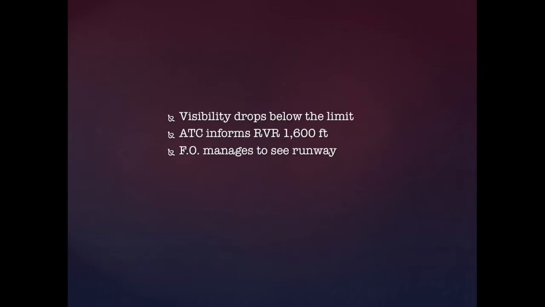As the pilots continue the approach, the visibility drops below the limit. Air traffic control then informs them that the runway visual range is now 1,600 feet. The first officer then states that they're off course but manages to see the runway.